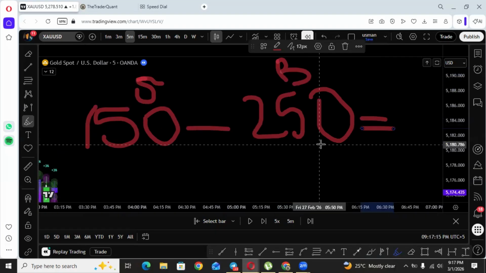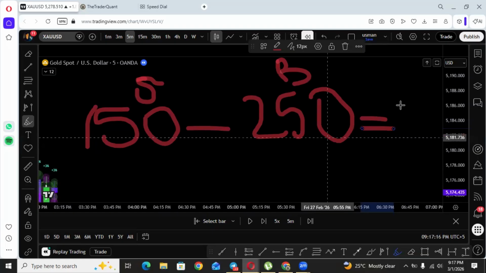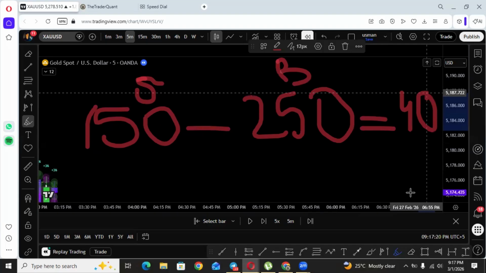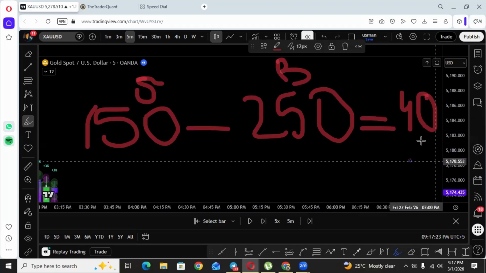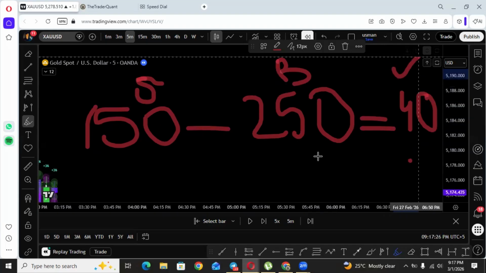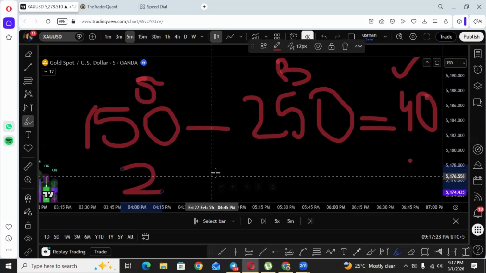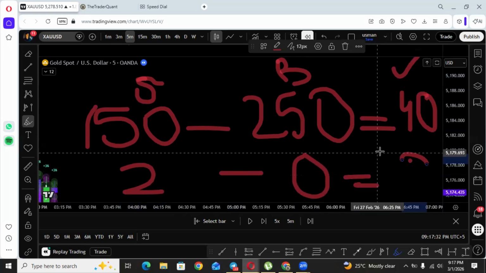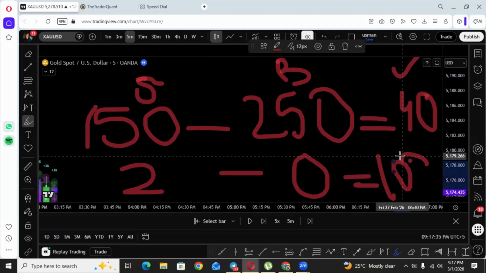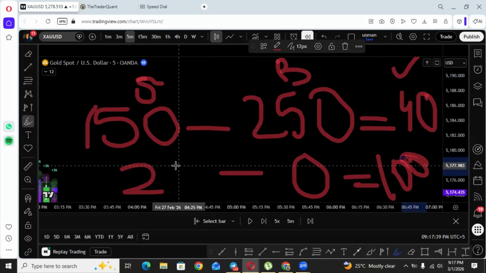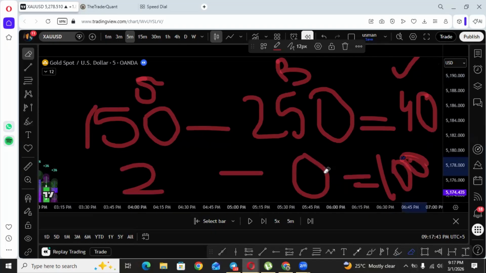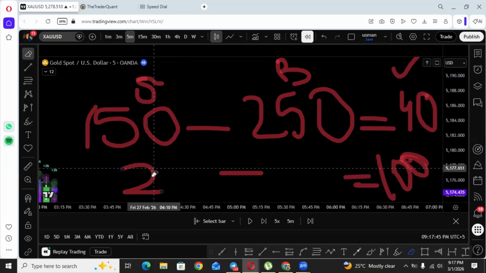And what should be the percentage of imbalance? Maybe 40% or 30%. Just for the sake of example, this imbalance is 40%, and this imbalance is 100%. What do you think? Which imbalance is strong?